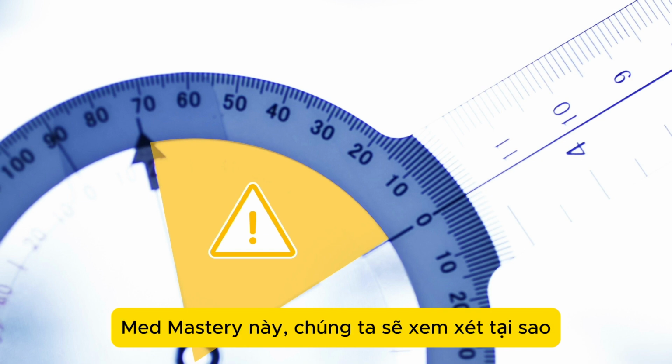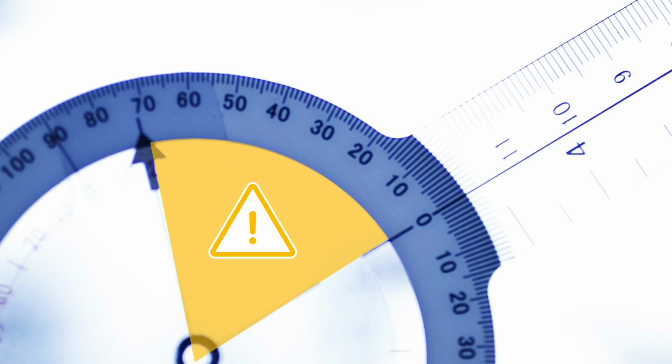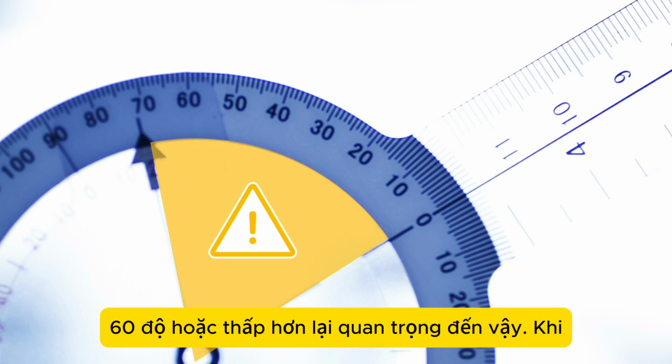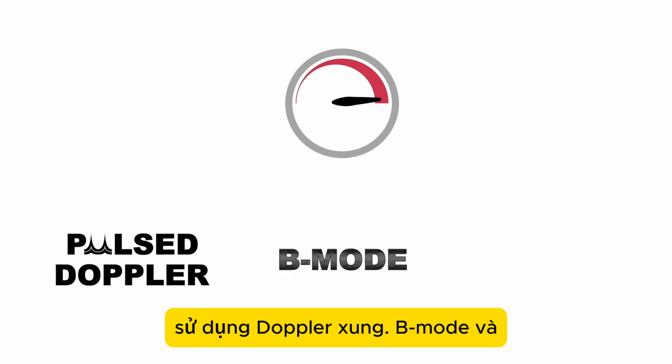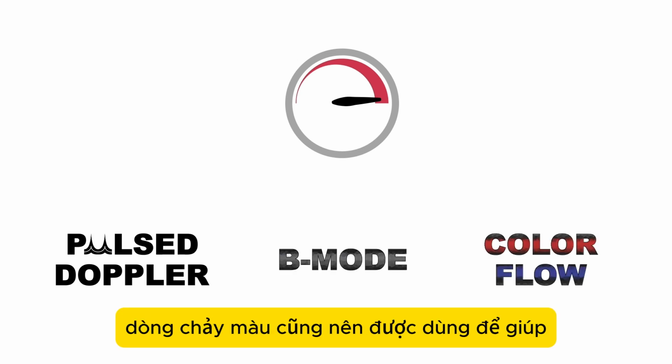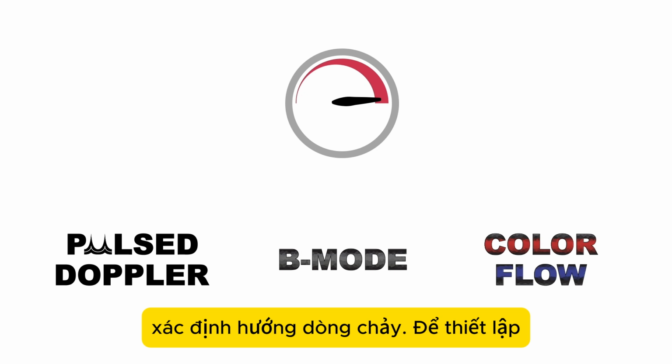In this Med Mastery lesson, we will look at why it is so important for the pulse Doppler angle to be 60 degrees or less. When making velocity measurements, you'll be using the pulse Doppler. The B mode and colour flow should also be used to help determine the direction of flow.